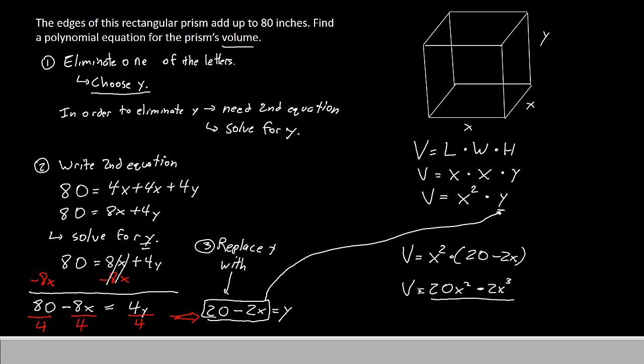And there we have it. We have a polynomial equation with only one variable that gives us the volume. We'll expand on this in a later episode.